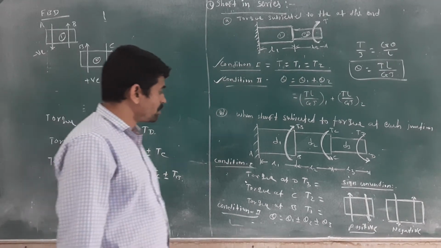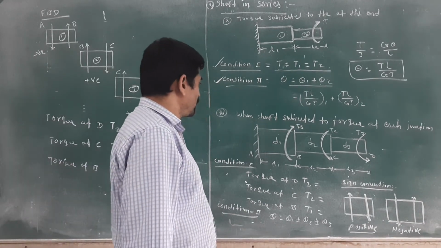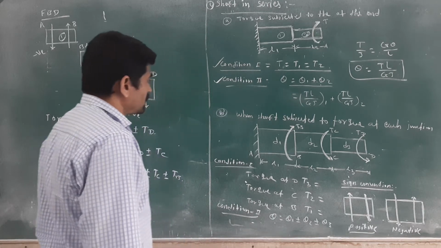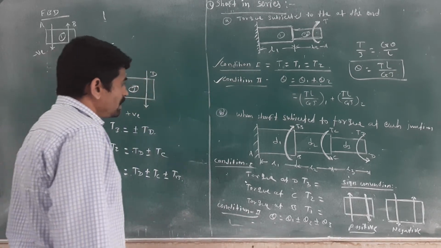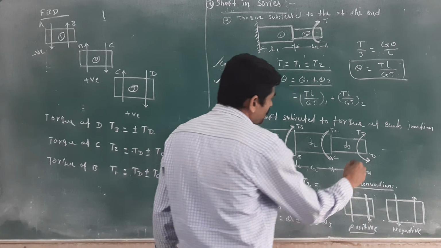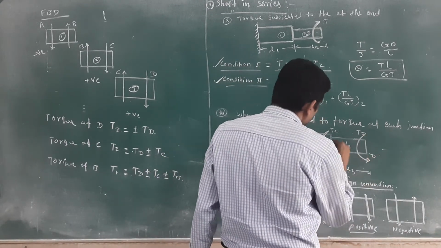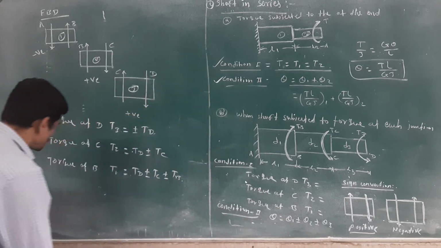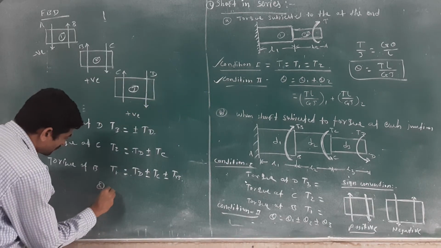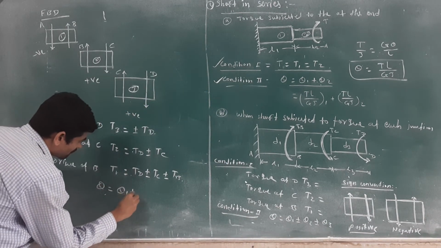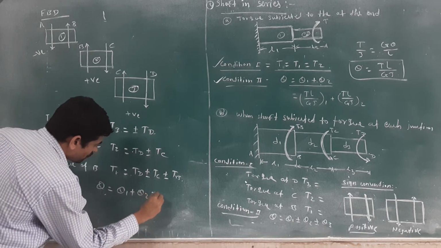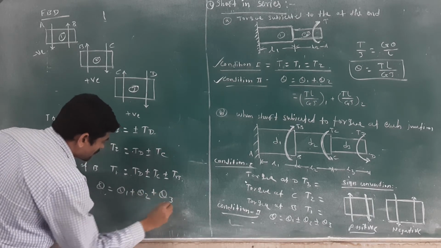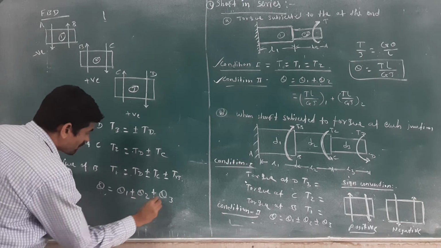Then next, what about the second condition? How to calculate the angle of twist? Total angle of twist you will get in shaft 1, first shaft, then second and third shaft. Okay, it is the summation of the angles of twist. Theta is equal to theta 1 plus theta 2 plus theta 3. Okay, this is the plus or minus.